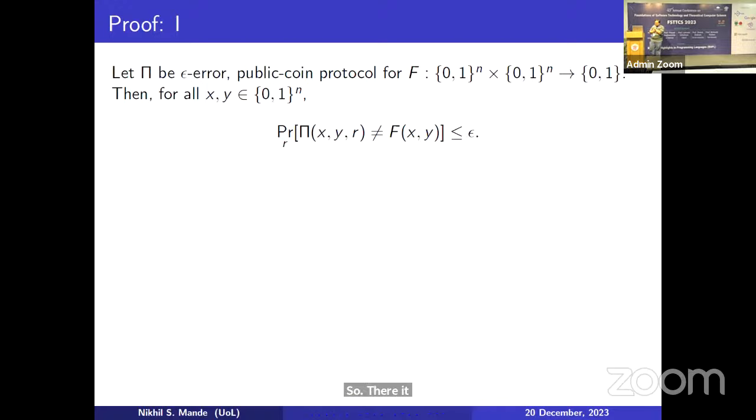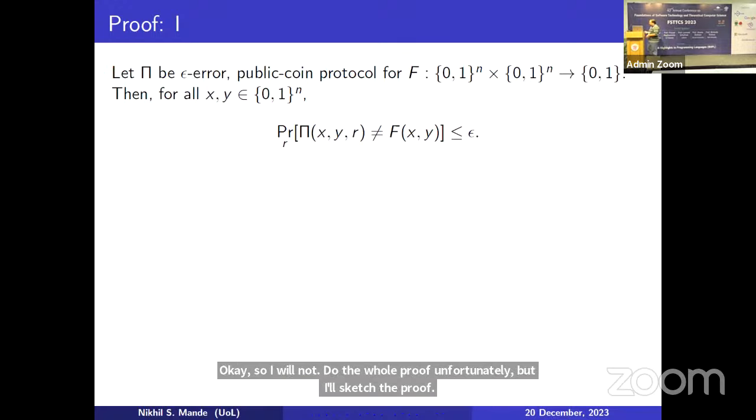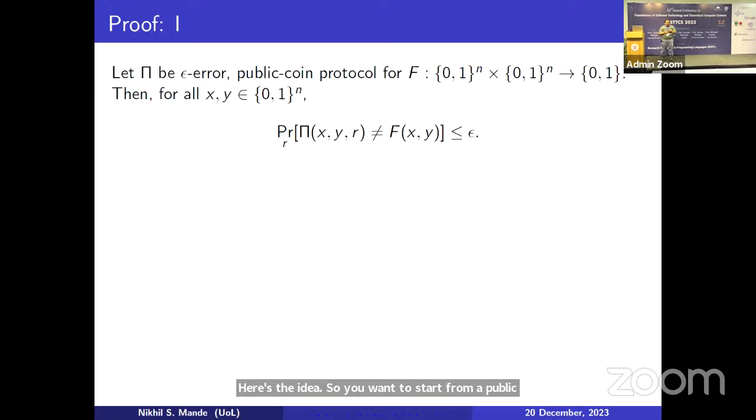Thanks. Okay, so I will not do the whole proof, unfortunately, but I'll sketch the proof. Here's the idea. You want to start from a public coin protocol and you want to convert it to a private coin protocol. But there's an issue. The public coins that Alice and Bob have access to might be extremely long. So how do you convert it to a private coin protocol with a small blow up? And this was indeed the intuition that I take away from Newman's proof as well.